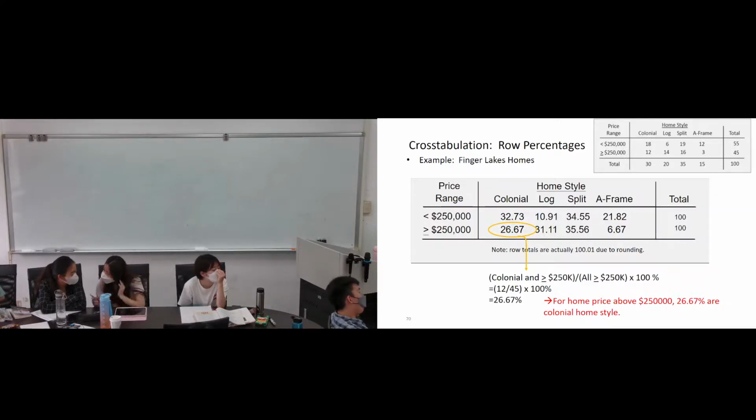For home price above $250,000, 31.11% of them are log. And for home price below $250,000, 32.73% of them are colonial. That's the way we convert the original table into row percentage. We can also convert the original table into the column percentage.